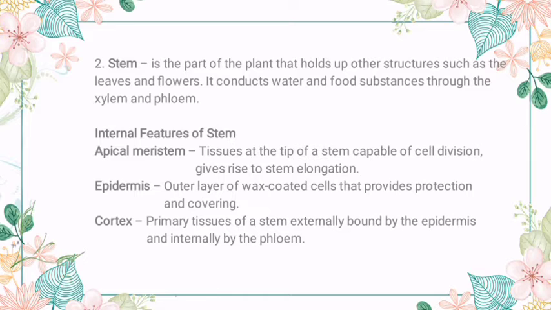gives rise to stem elongation. Ang apical meristem ay responsible for the extension of the roots and shoots. Next, epidermis, outer layer of wax-coated cells that provides protection and covering. Cortex, primary tissues of a stem externally bound by the epidermis and internally by the phloem.